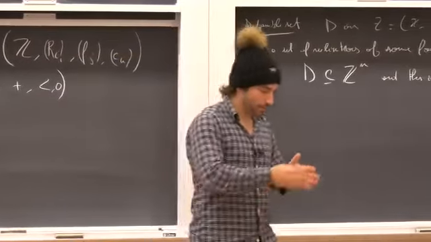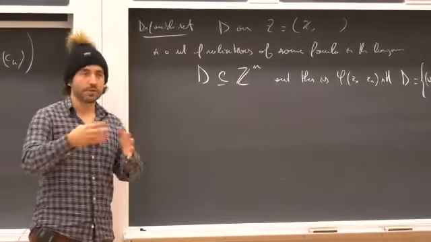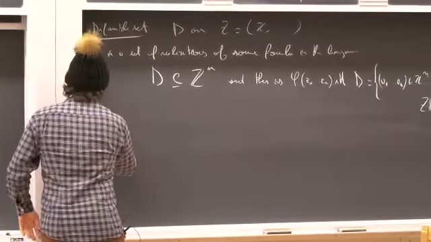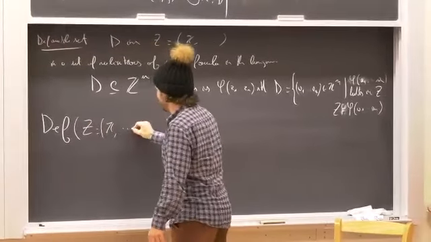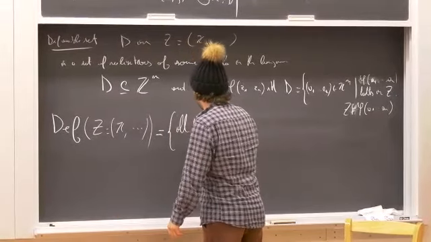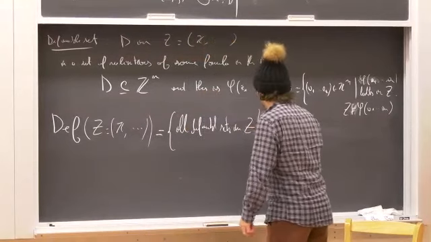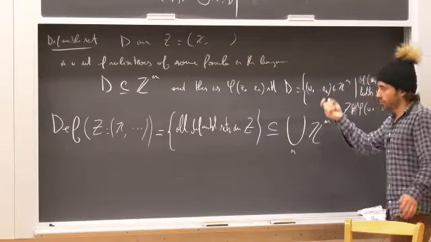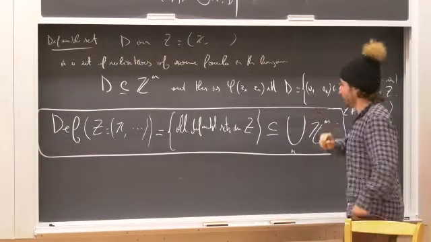So we will look at a given structure together with its family of definable sets. It's kind of endowed with its family of definable sets. So Def of some structure Z is the set of all definable sets in Z. And so it's a subset of the union of all the Cartesian powers.